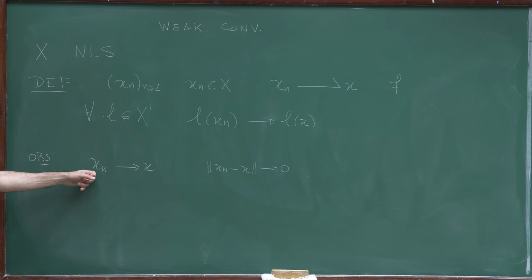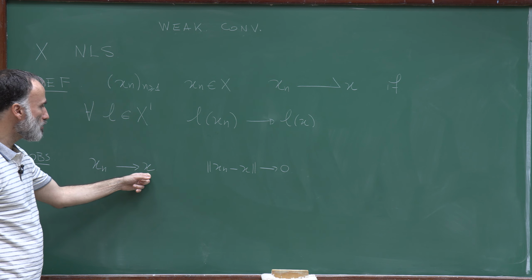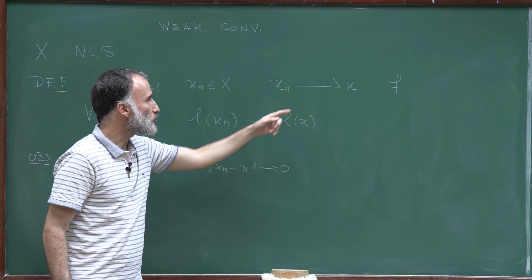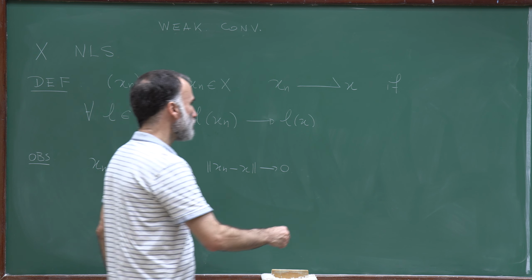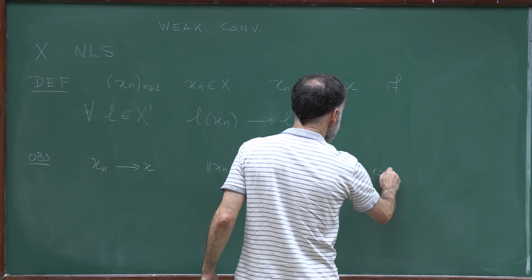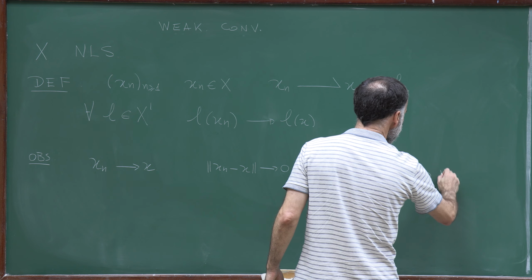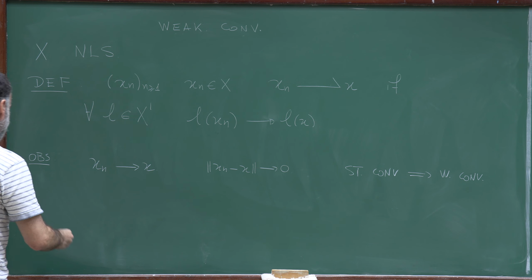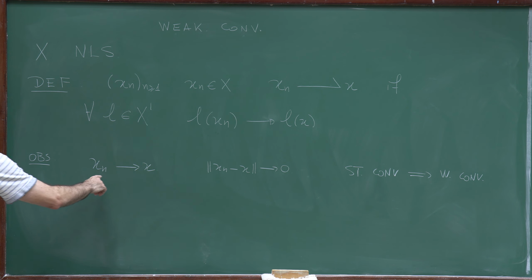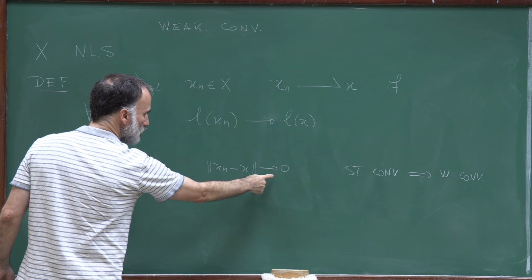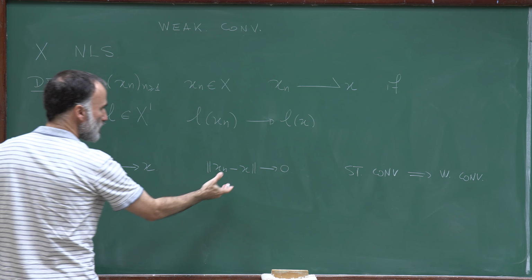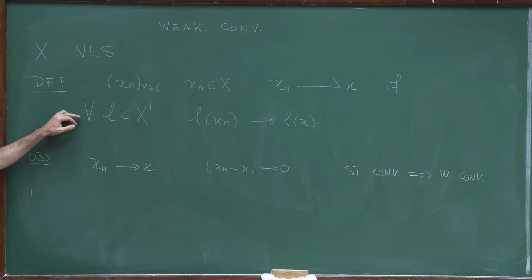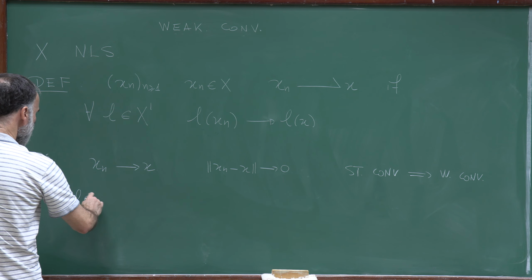And what I claim is that if you have a sequence xn converging strongly to X, then xn converge weakly to X. So strong convergence implies weak convergence. And this is more or less obvious. So assume that xn converge strongly. Now, if you want to prove that you have weak convergence, we have to show that this happens for all bounded linear functionals. So fix a bounded linear functional L.